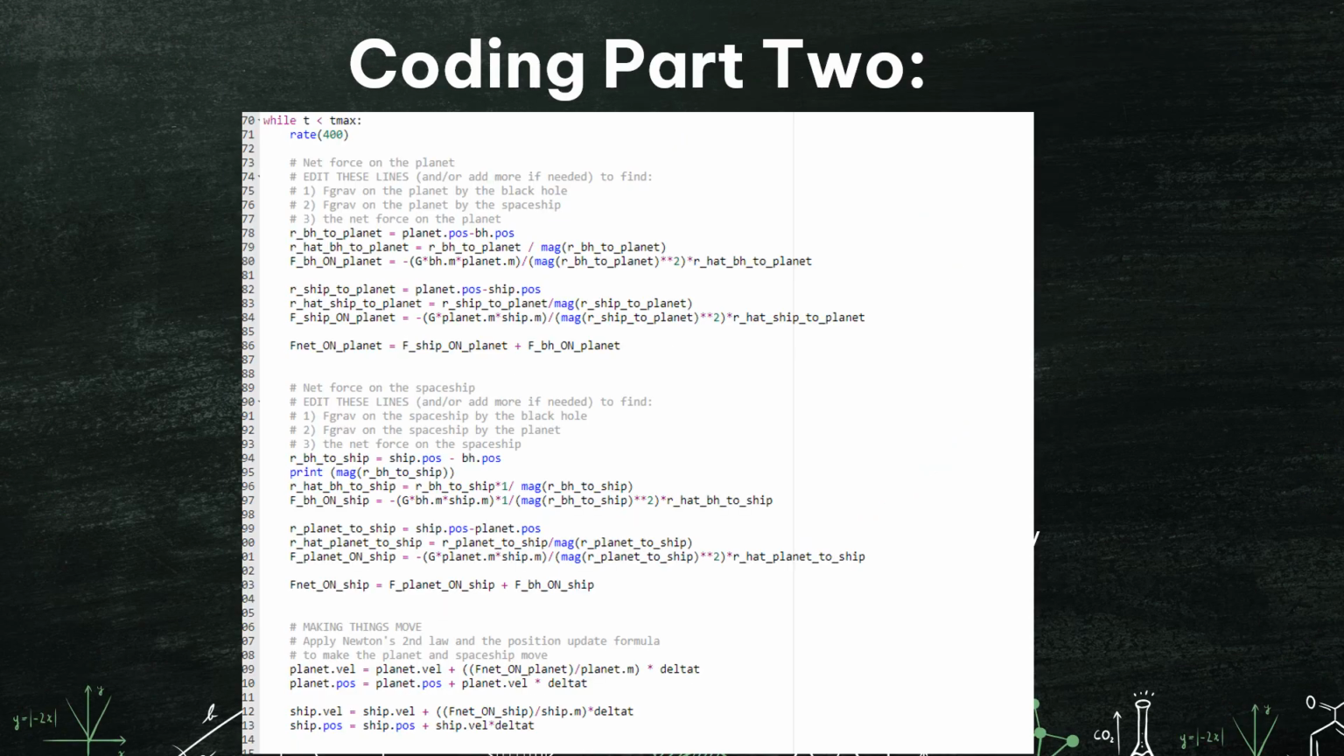Part 2: calculate the net gravitational forces acting on both a planet and a spaceship near a black hole, and ensure that the spaceship could safely approach and then move away from the black hole without crashing. Newton's law of gravitation was used. The mass of the black hole was set to 1.44 e to the 44th as found in part 1. The forces due to the black hole and the planet were calculated and applied to update the velocities and positions of the planet and the spaceship over time using Newton's second law.